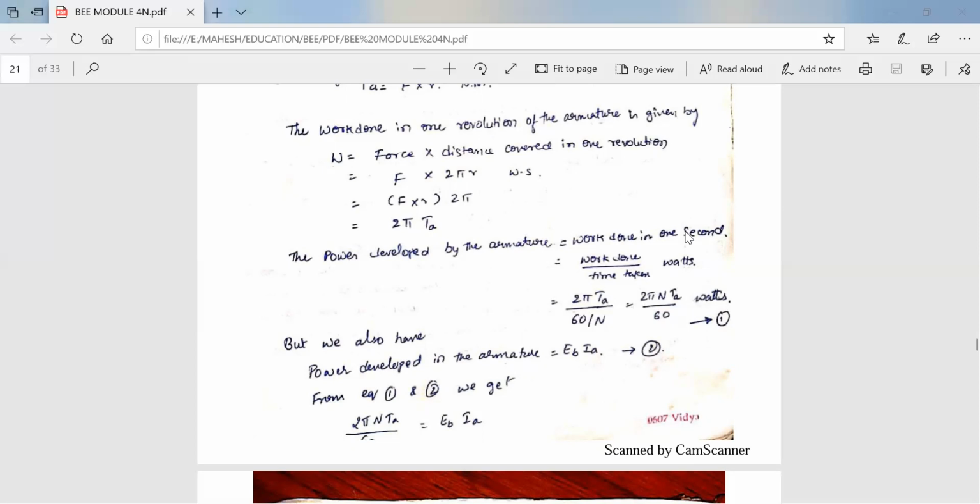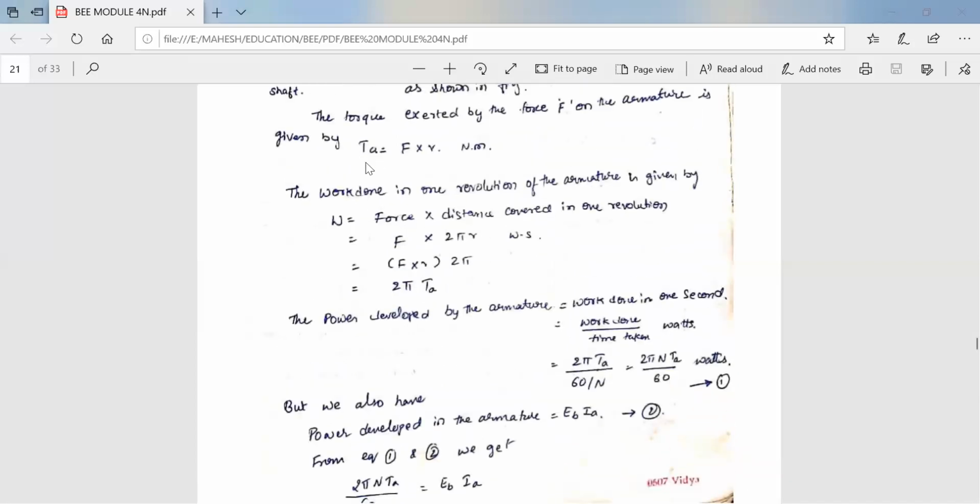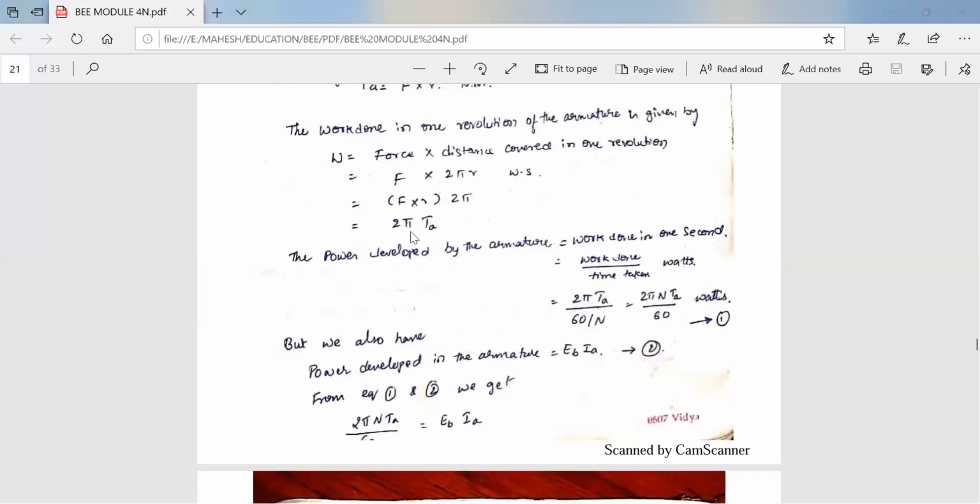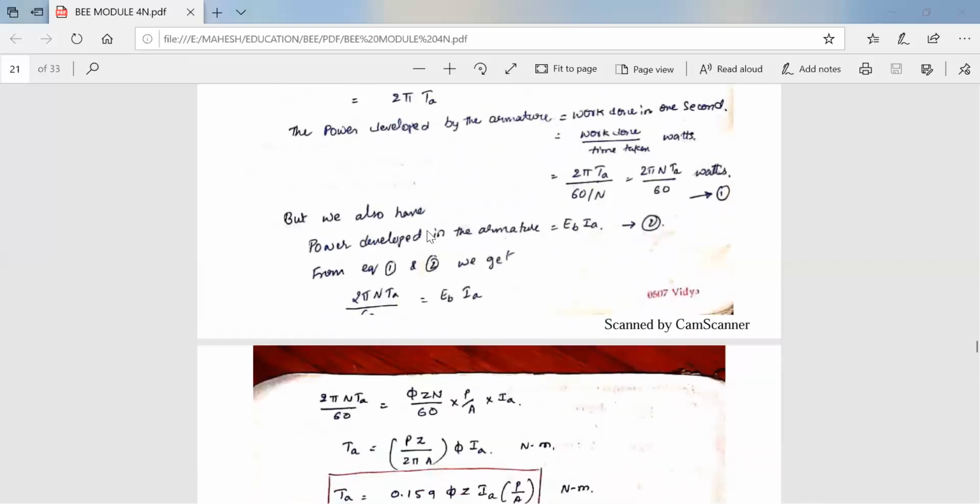So there you can find out the value of armature torque. So we have seen about the torque, that is Ta, armature torque, equals F into R, and work is given by 2 pi into Ta, and the power is given by 2 pi n into Ta divided by 60. And next one is the power developed in the armature.